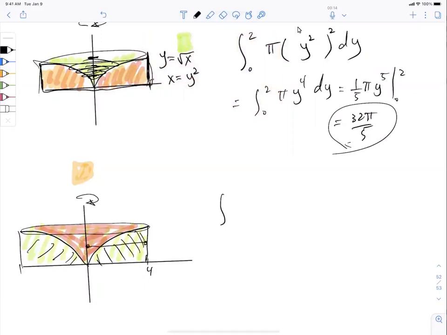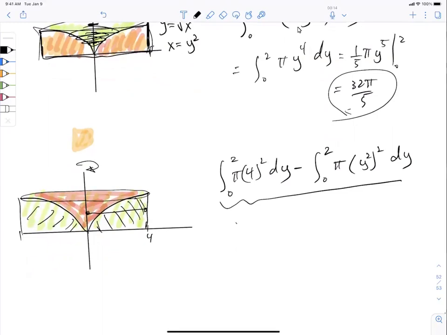So it's going to be the integral from 0 to 2 of pi 4 squared dy. And then take away the integral from 0 to 2 of pi y squared dy. I could rewrite this as a single integral, 0 to 2 of pi times (4 squared minus y squared) dy.